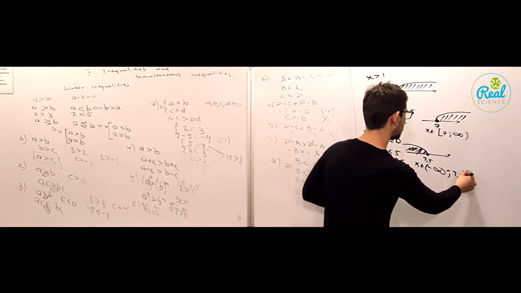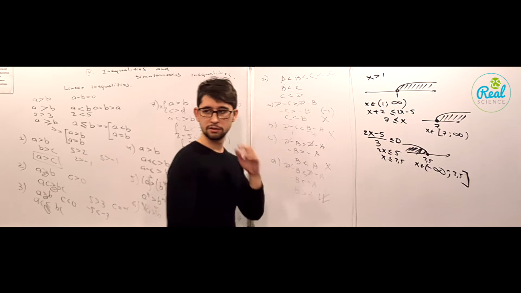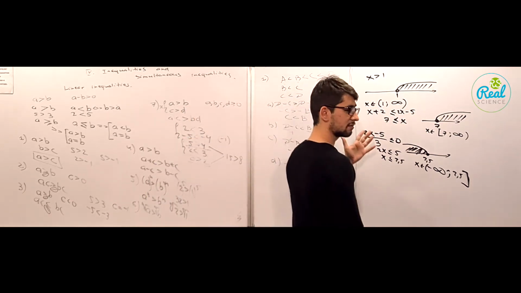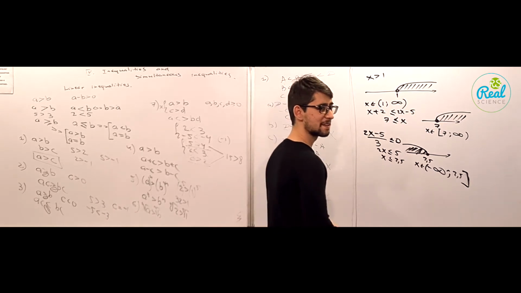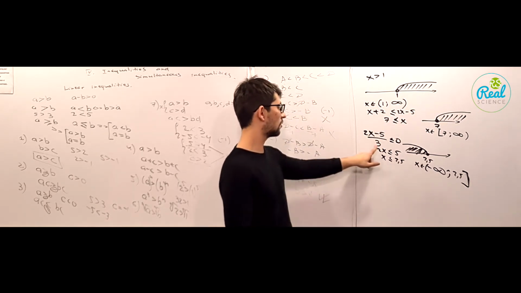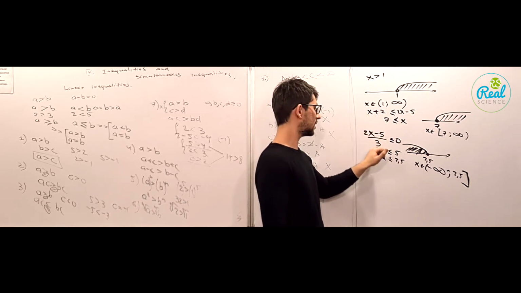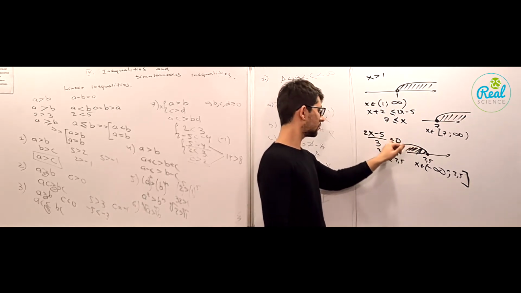2.5 is included, so you put a rectangular bracket. Easy? Yes, it's easy. Not really. But where is 3? Okay, 3 multiplied by 0 gives us 3. You are multiplying by a positive number, so your sign will not change.